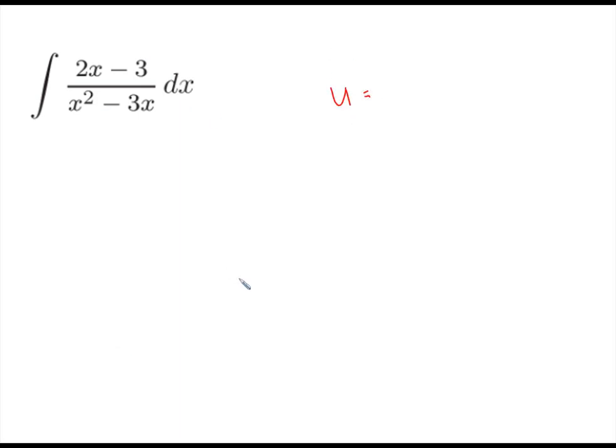So what should I make my u? Once again, like I've told you before, let's say you're not sure what to make your u. Just choose something and then just start doing the work. So let's say I think the u should be 2x minus 3. If you take the derivative, you would get du is equal to 2 times dx. So du over 2 is equal to dx.